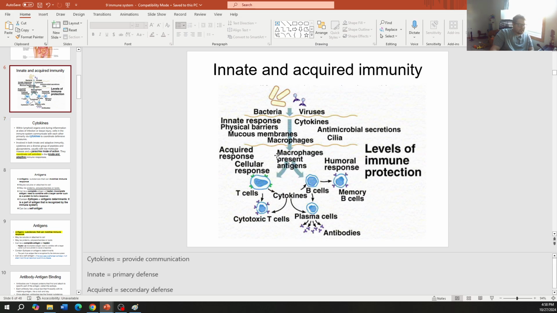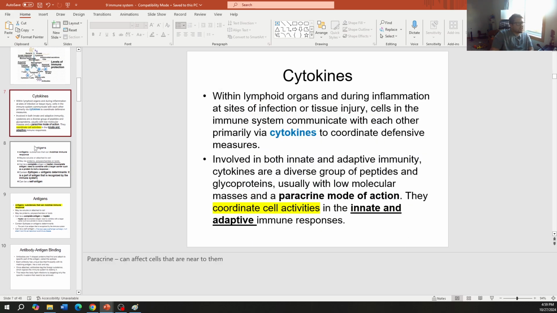What it all boils down to, though, when we talk about these different immune systems, specifically the acquired immune response, is communication. How do all of these different cells communicate with one another in order to activate the immune system, in order to carry out what they need to do to protect us? A lot of this is done through cytokines.